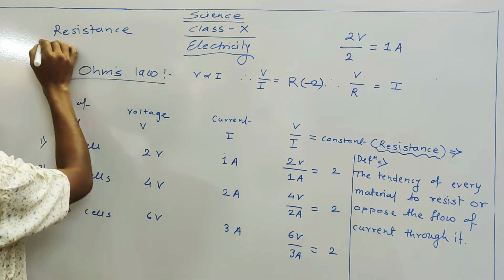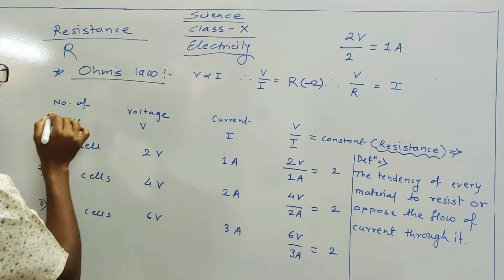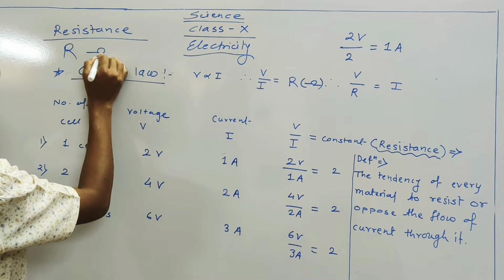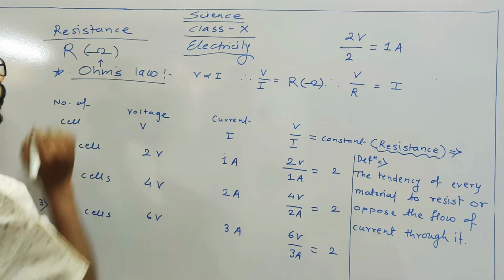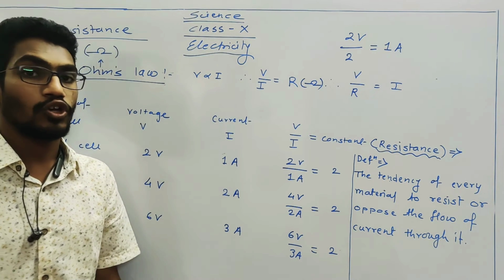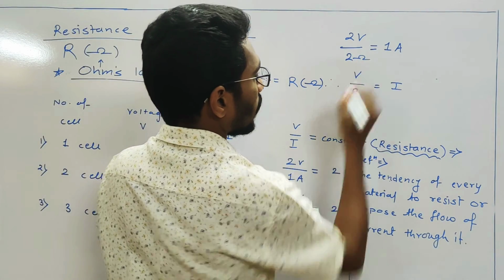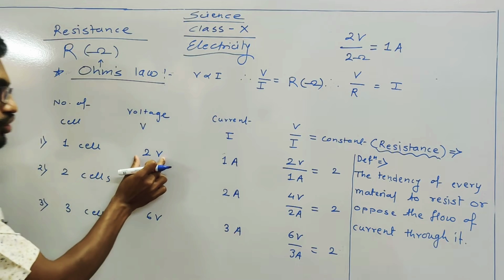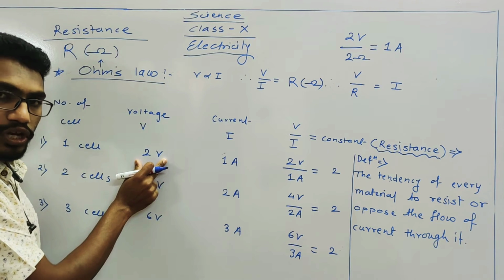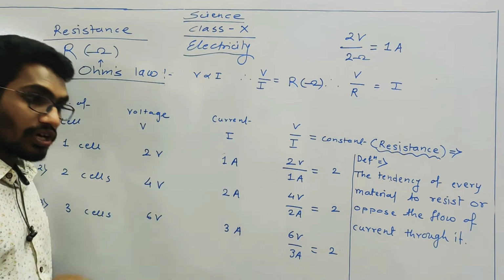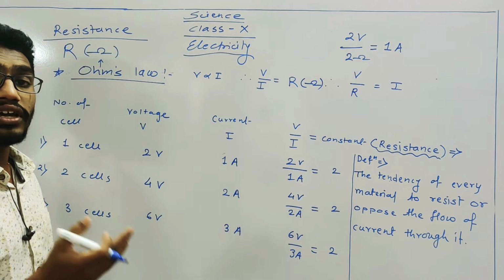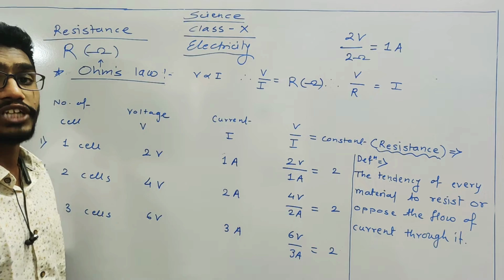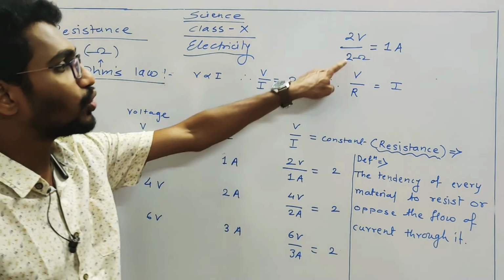This is our new quantity, resistance, denoted by R, and its SI unit is this particular sign called ohm. So if I connect a battery that provides me a voltage of 2 volt, and that particular conductor has an ability to resist the flow of charge or flow of current through it of 2 ohm.